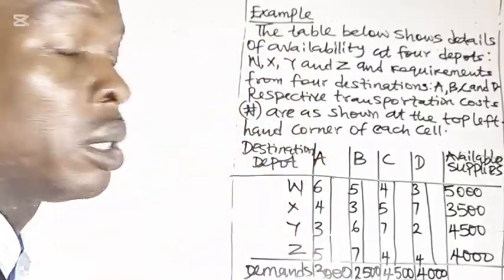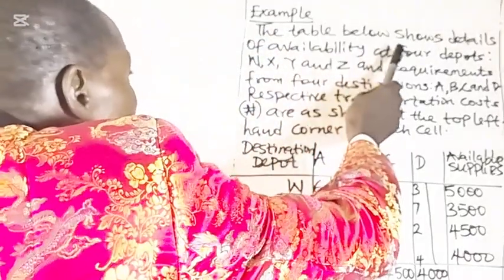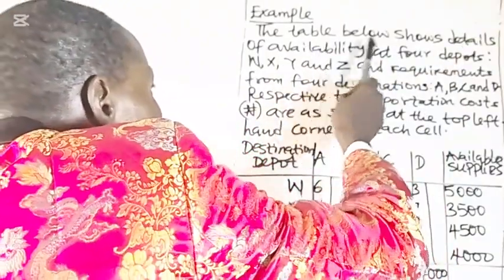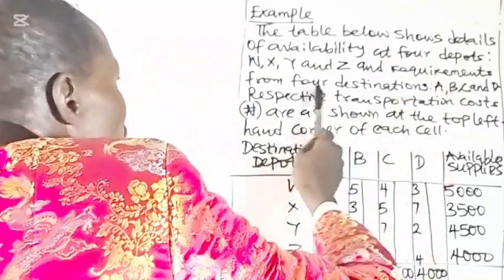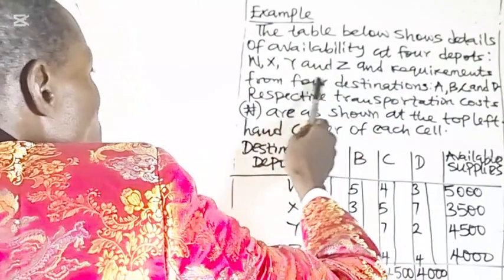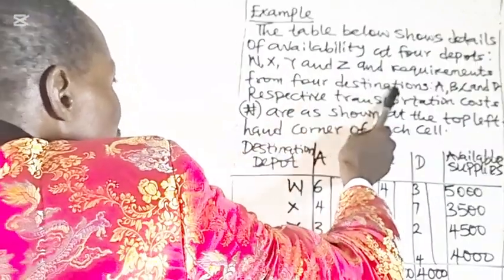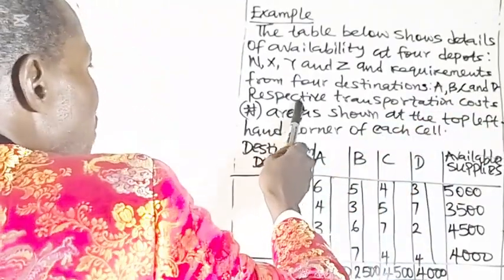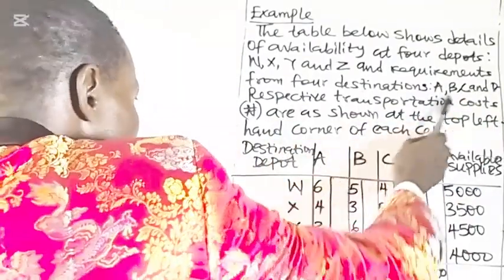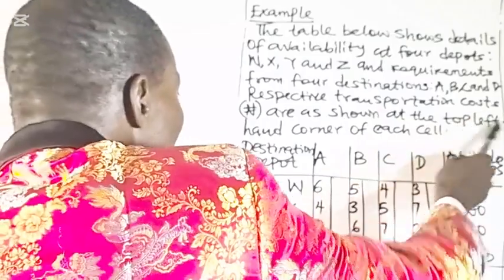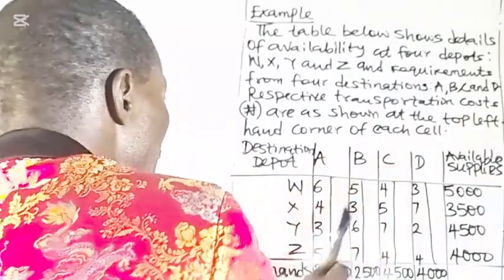Example. The table below shows details of availability at 4 depots, W, X, Y, and Z, and requirements from 4 destinations, A, B, C, and D. Respective transportation costs in Naira are as shown at the top left-hand corner of each cell.